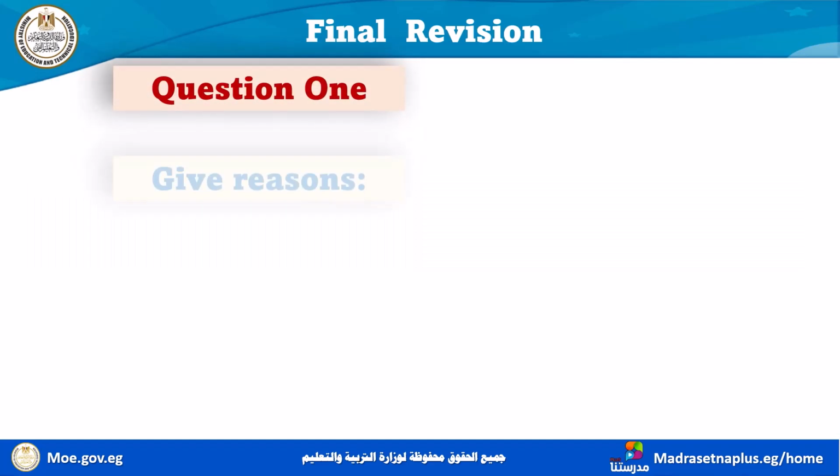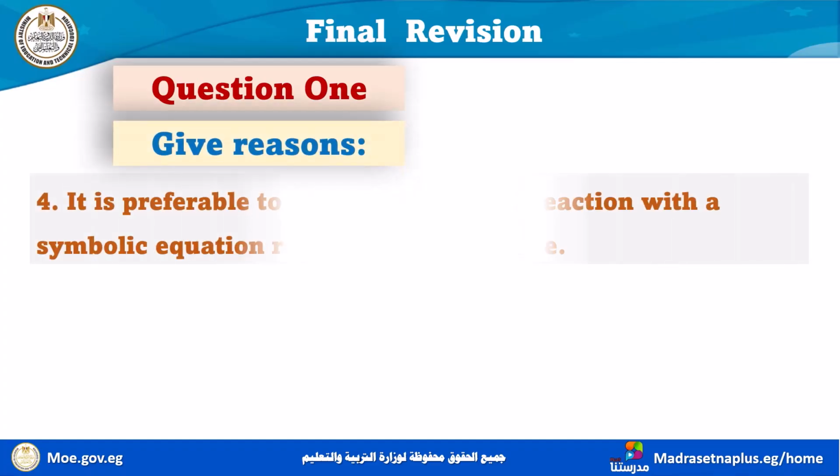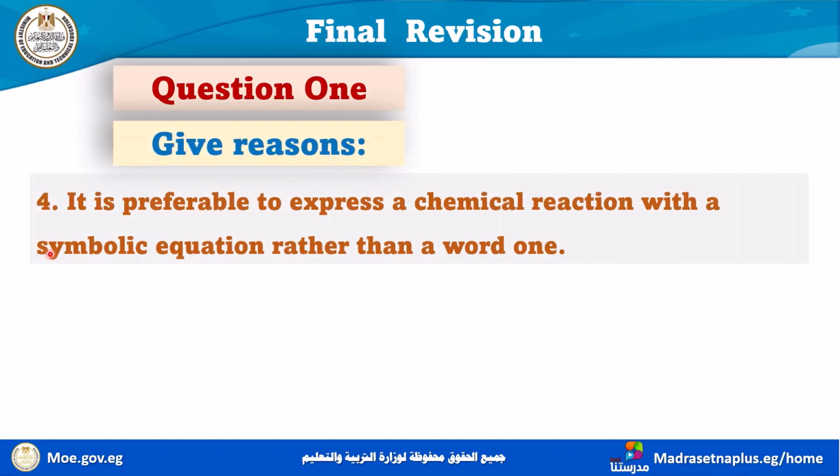Question 1, give reason. Number 4. It's preferable to express a chemical reaction with a symbolic equation rather than a word one. Why is it more accurate and preferable to express the chemical reaction as a symbolic equation rather than a word equation?